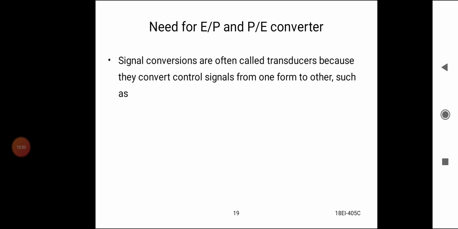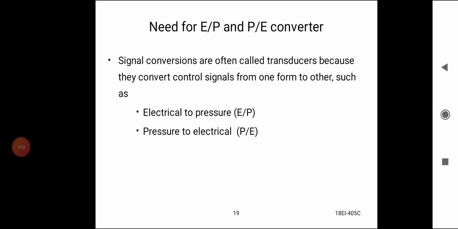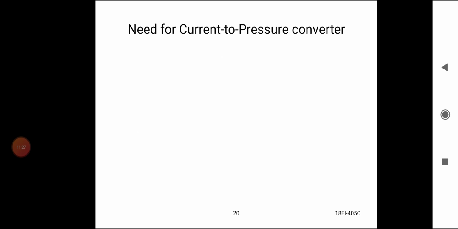Signal conversions are often called transducers because they convert control signals from one form to another, such as electrical to pressure, or pressure to electrical signal. So electrical to pressure or pneumatic signal, pressure to electrical or pneumatic to current signal. The electrical signal is in the form of current signals. Need for a current to pressure converter.